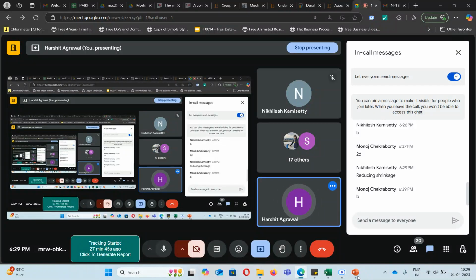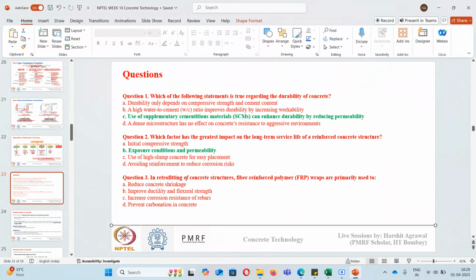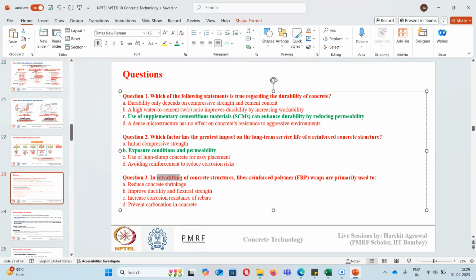Not shrinkage. Shrinkage is a concrete property that happens in the fresh state and hardened state, and it is mainly due to the composition of the cement paste. FRP wrapping is something that we apply externally. Yes, shrinkage can be reduced by reducing the rate at which water is evaporating, and that can be one case, but in retrofitting, as we talked about a couple of slides ago, why do we do retrofitting? To enhance the performance of the concrete, like increasing its strength. So that's why the correct answer will be B.